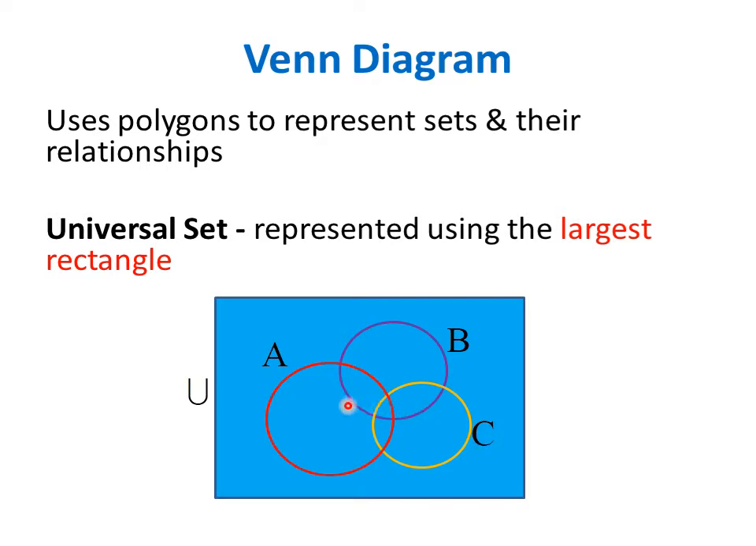So to represent a set inside the universal set, you have to draw a polygon, usually a circle, and then write the name of the set beside it.